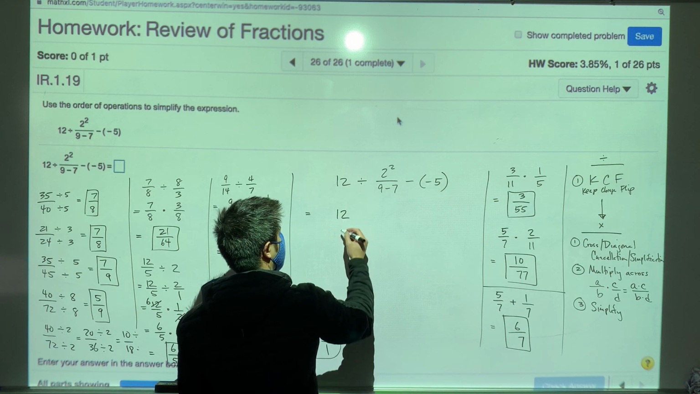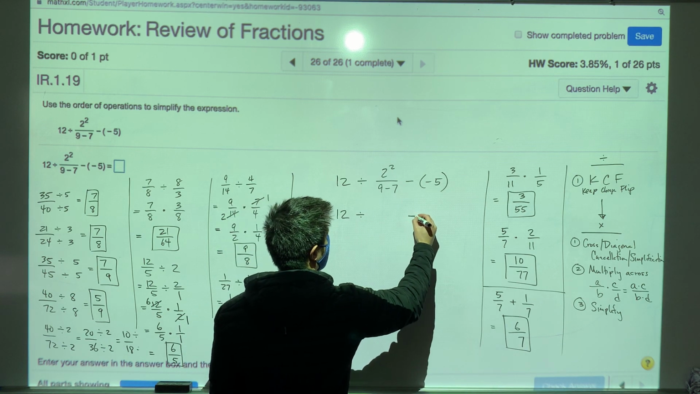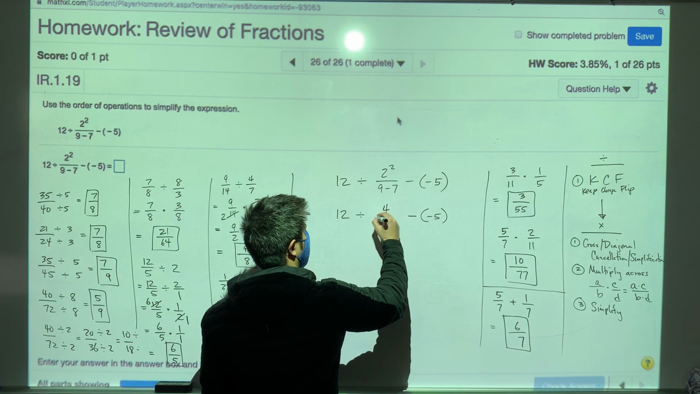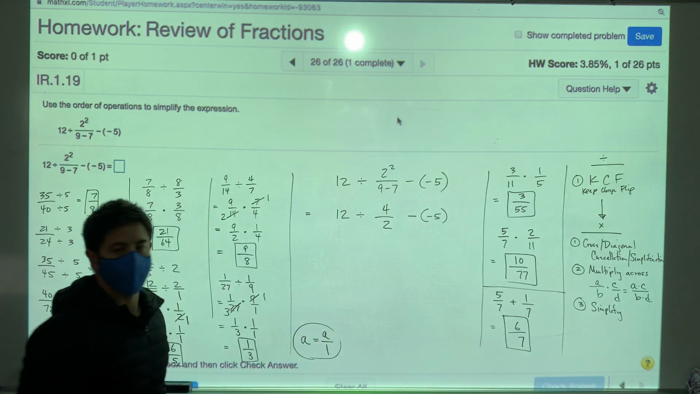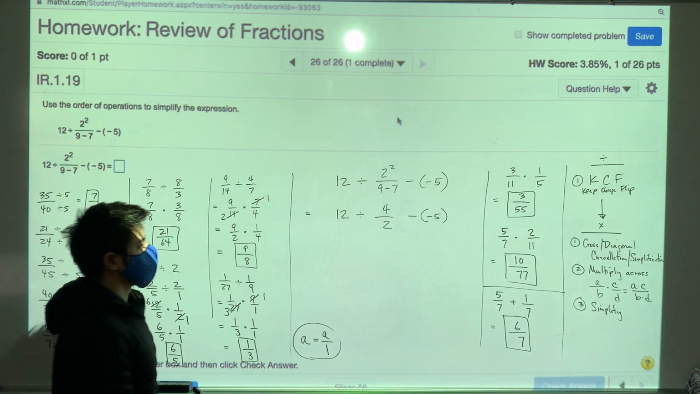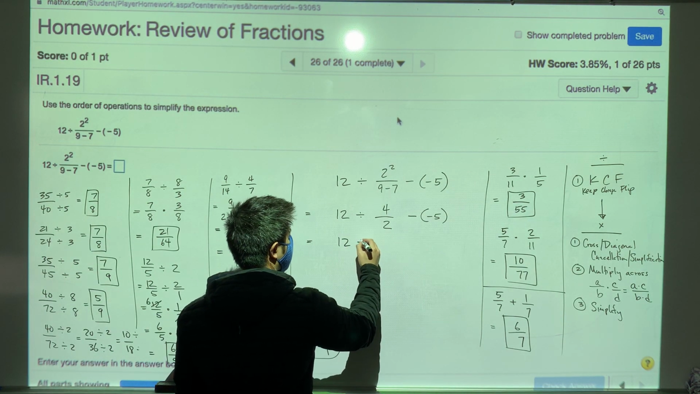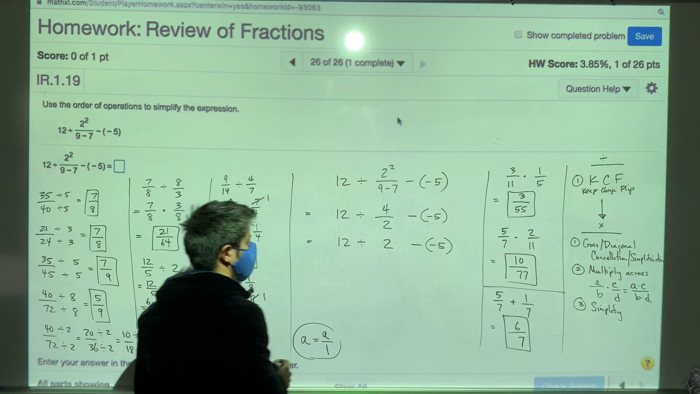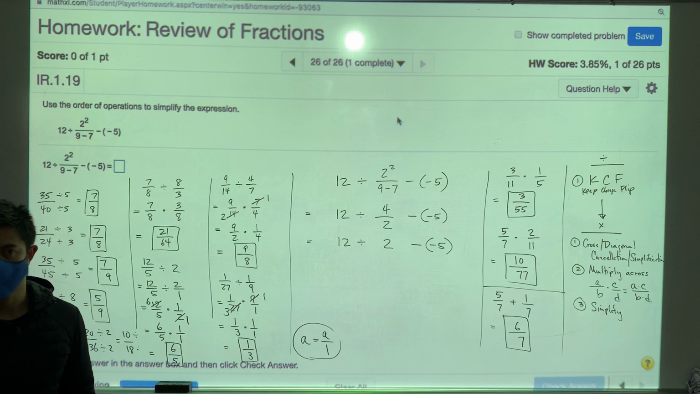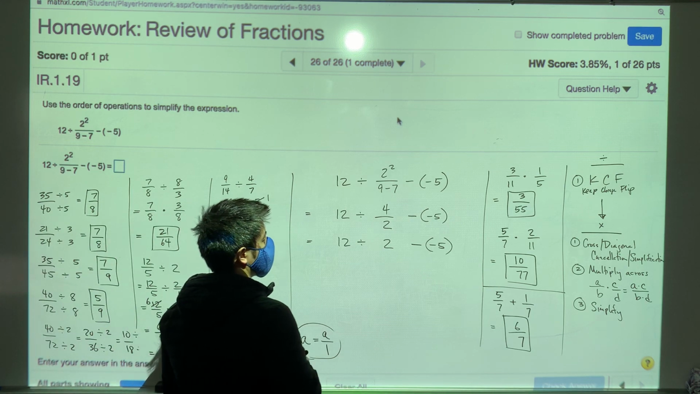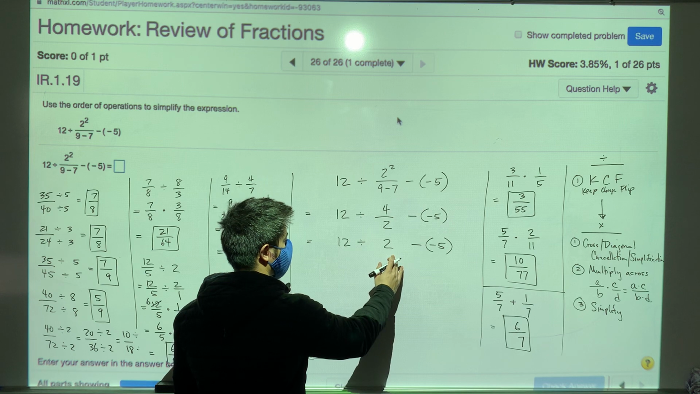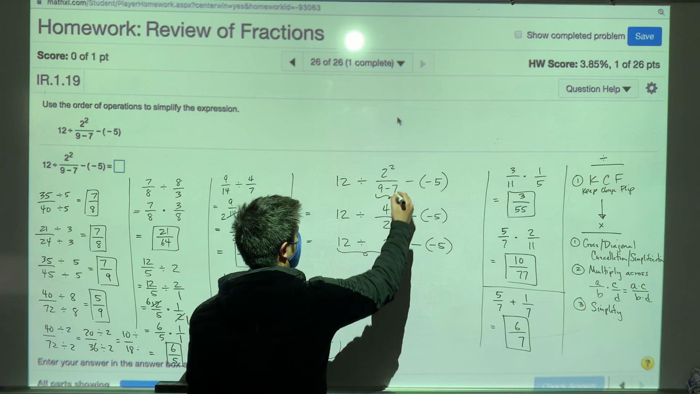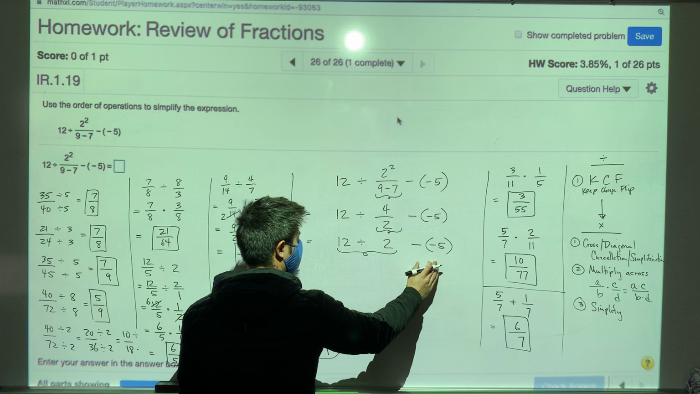So I'm going to leave the 12 alone, leave the divided alone, leave the minus negative 5 alone. I'm going to leave all that alone as I attack the fraction. 2 squared is 4. 9 minus 7 is 2. And you can already see this is starting to get pretty easy looking. Again, like I said, I am not going to do anything until that fraction is fully complete. 4 divided by 2 is 2. And now it's starting to look a little bit better. Okay? Now, let's look at this problem. Order of operations. What comes first? Division or addition, subtraction? Division. This comes first. So we address this, and now we do the division before any kind of addition, subtraction.